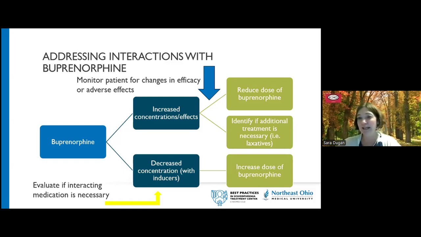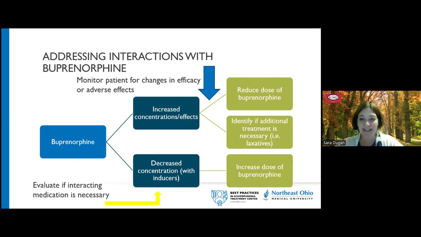Because we need to see what's going to happen in the patient. In the event that they do get some adverse effects, we could reduce the dose of the buprenorphine. And then in some cases, if there's more side effects, we may have to look at other interventions.